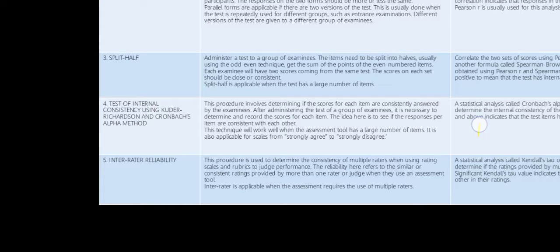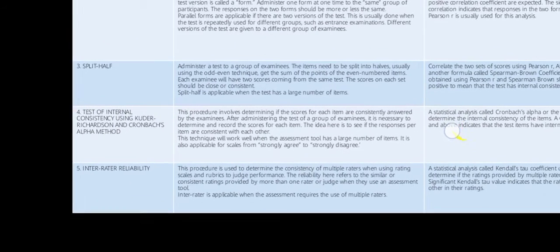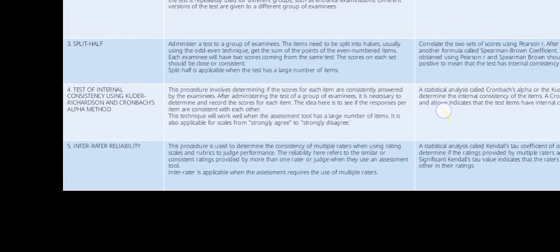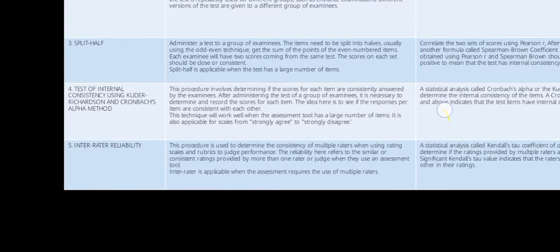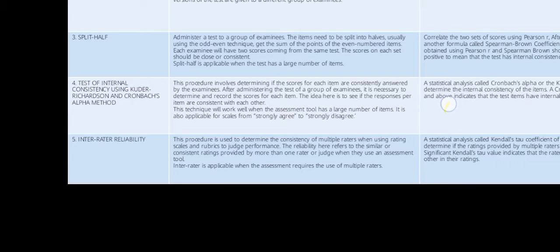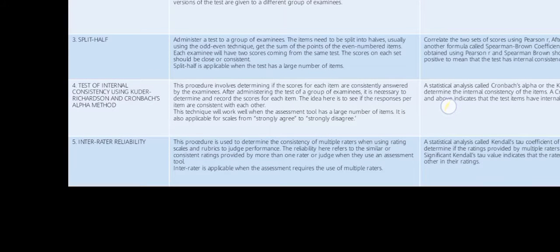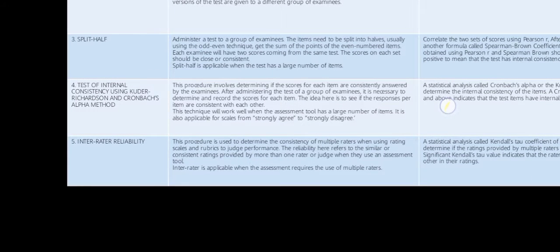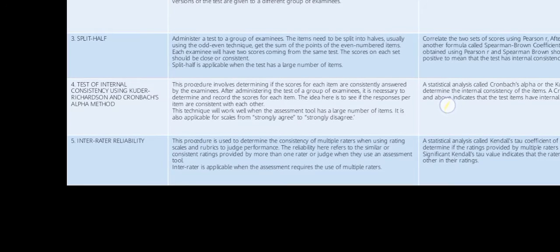Fourth method, test of internal consistency using the Kuder-Richardson and Cronbach's alpha method. The procedure involves determining if the scores for each item are consistently answered by the examinees. After administering the test to a group of examinees, it is necessary to determine and record the scores of each item. The idea here is to see if the responses per item are consistent with each other.